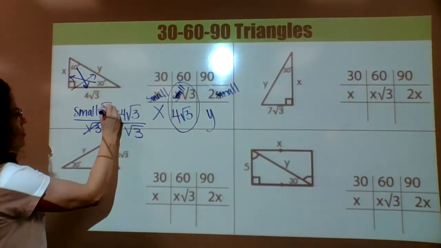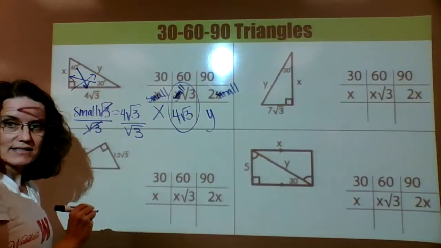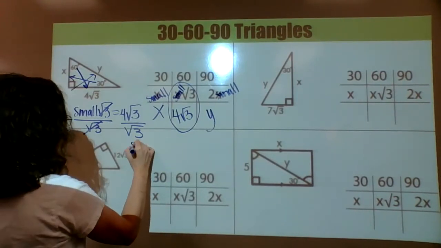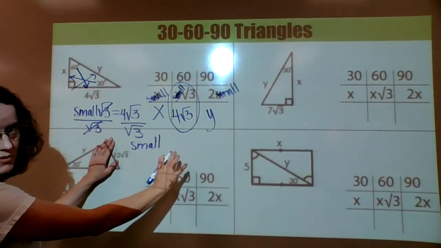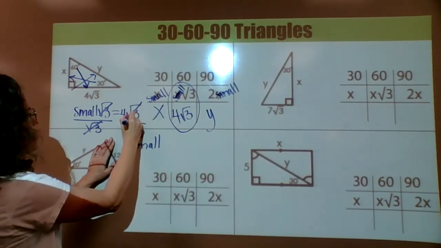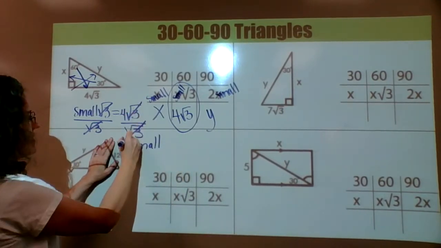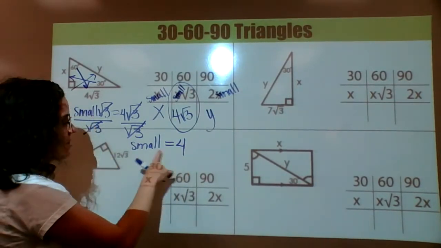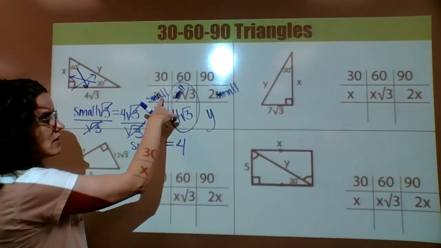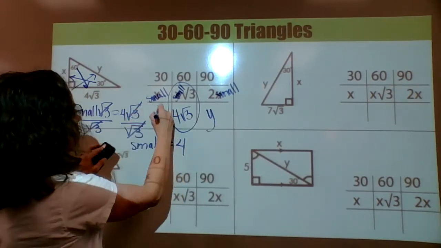Now this root 3 and this root 3 cancel out, and I'm left with my small guy. I'm just moving it over a little so I have a blank space. This root 3 and this root 3 cancel out, and I'm left with it being 4. So my small side is 4. So here, my small side will be 4.